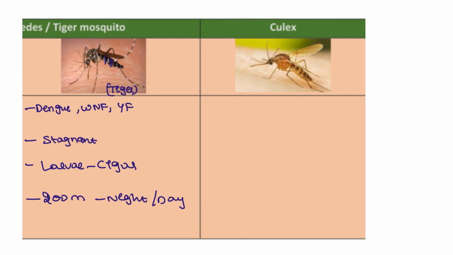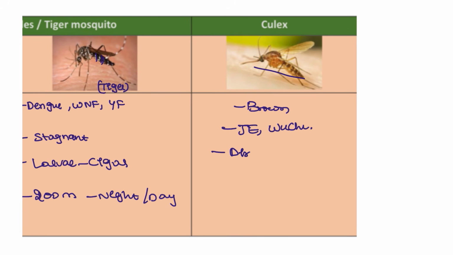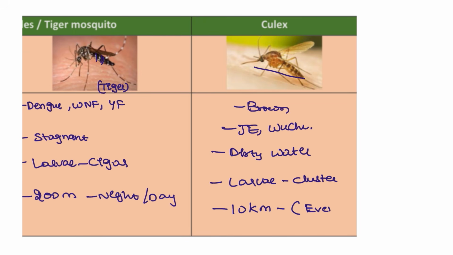Next, the last one is Culex. It looks like a flat brown color. This is the only one which looks brown, and it can cause Japanese encephalitis and Wuchereria bancrofti, filariasis, and it is present in dirty waters, right? And the larvae look like cluster formations. Okay, and it can travel up to 10 kilometers, and mostly it will be active in the evenings.